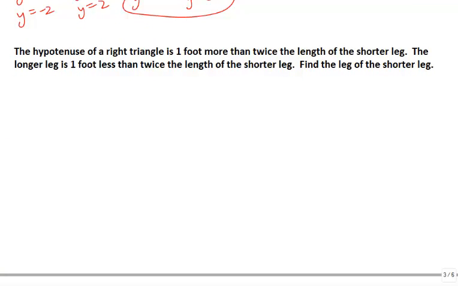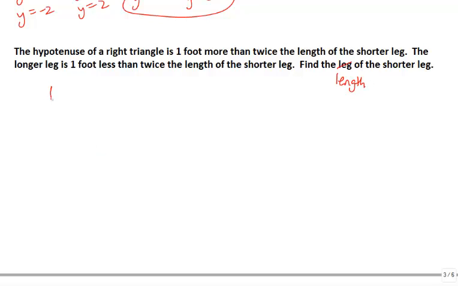Okay, so now that we have kind of the basics down of how to solve quadratic equations, now we're going to apply them to some word problems. One very, very common kind of word problem that you will probably see in your homework and on tests are these right triangle problems. So on this problem, we have that the hypotenuse of a right triangle is 1 foot more than twice the length of the shorter leg. The longer leg is 1 foot less than twice the length of the shorter leg. Find the length of the shorter leg.